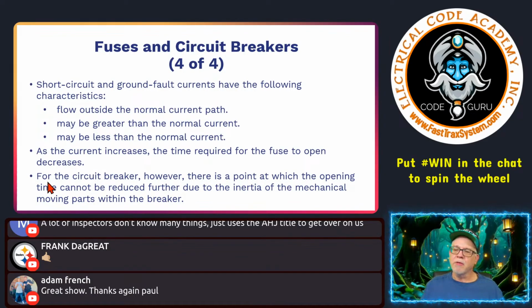Now, for the circuit breaker, however, there is a point at which the opening time cannot be reduced further, due to the inertia of the mechanical moving parts within the breaker. Okay, so there is an actual unlatching point where it's just going to trip off, and you're going to have to reset it. At a certain point, you might have a mechanical trip, and you may have thermomagnetic. But there are moving parts in there, okay? So there may be a position where you just can't get it down low enough, it's just going to open up.